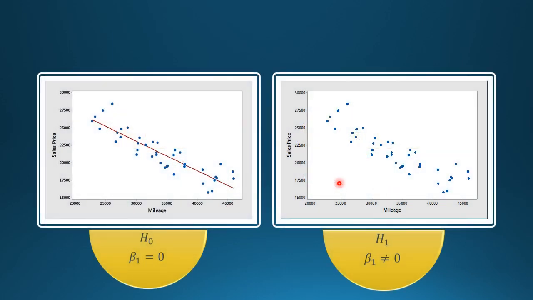So what does this mean for the sales price and mileage data? If the null hypothesis states that the slope equals 0, we are stating that mileage is not linearly related to sales price. In other words, sales price is the same no matter what the mileage. For the sales price and mileage data, the alternative hypothesis is that mileage is related to sales price. The mean sales price is different depending on the mileage.